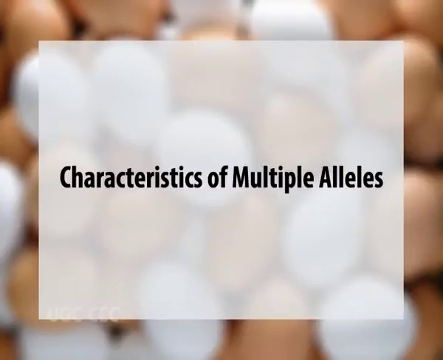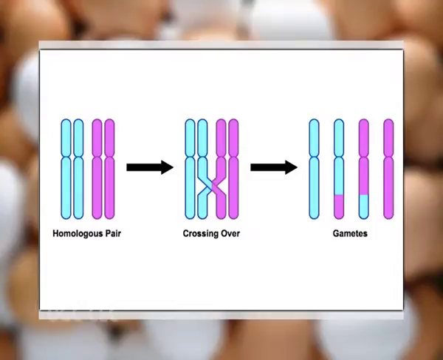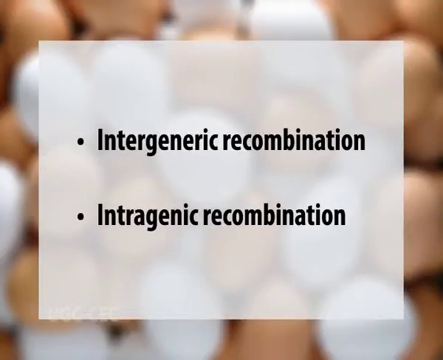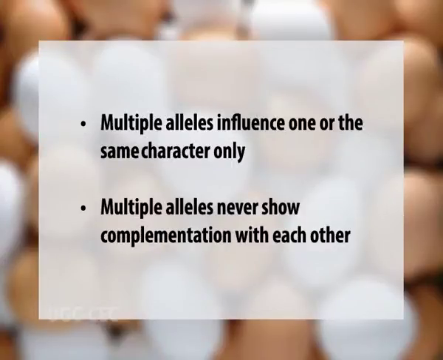Characteristics of multiple alleles. The study of multiple alleles may be done in a population. Multiple alleles are situated on homologous chromosomes at the same locus. There is no crossing over between the members of multiple alleles. Crossing over takes place between two different genes, intergenic recombination, and does not occur within a gene, intragenic recombination. Multiple alleles influence one or the same character only.